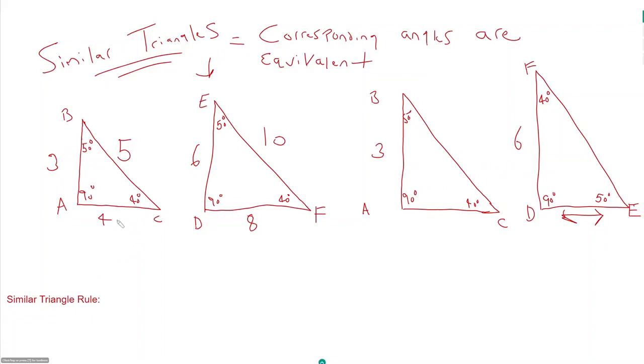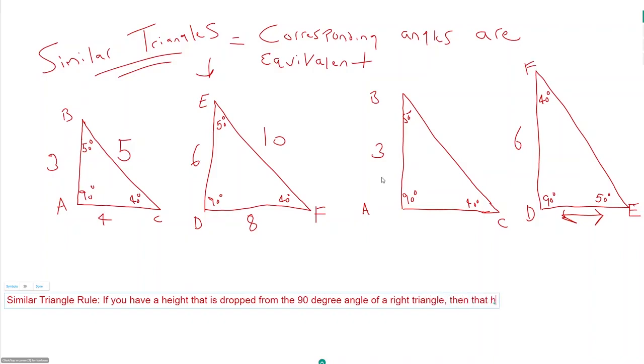Then lastly, the last thing about similar triangles is the similar triangle rule. I don't know if there is a more proper name for it. Similar triangle rule seems good enough for now. And so I will just write out the rule here, and then we will take a look at an example of it in our first problem. So the similar triangle rule says, if you have a height that is dropped from the 90-degree angle of a right triangle, then that height splits the triangle into 3 similar triangles.